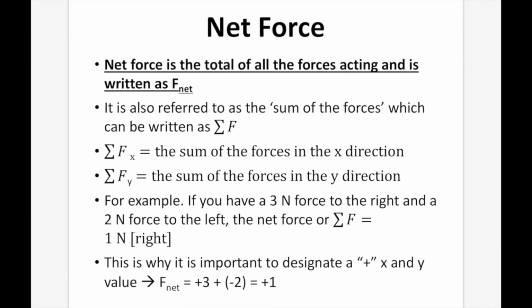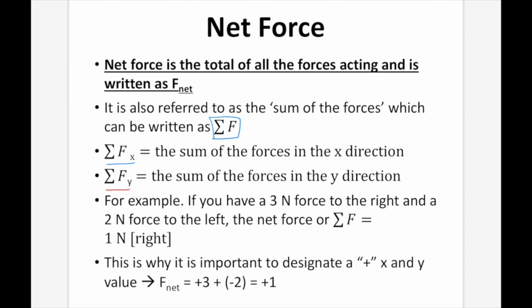Let's review net force. Net force is the total of all the forces acting and is written as Fnet. It is also referred to as the sum of the forces, which is shown right here. If we write sum Fx, that's the sum of the forces in the x direction. And if we write sum Fy, that's the sum of the forces in the y direction. So for example, if you have a 3 newton force to the right and a 2 newton force to the left, the net force, or the sum of the forces, is going to equal 1 newton to the right.